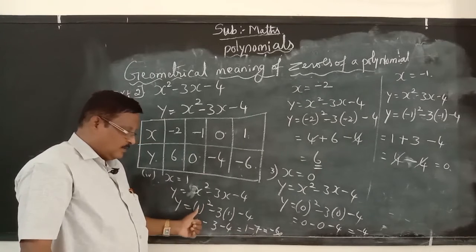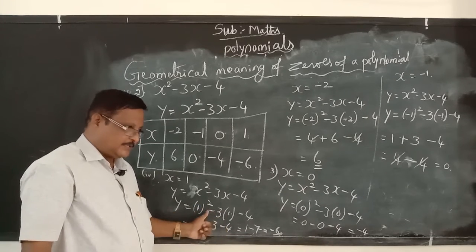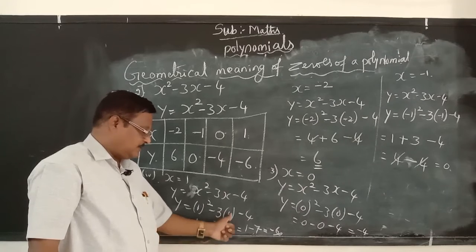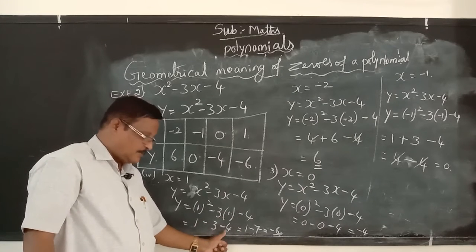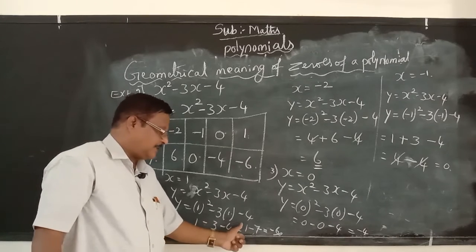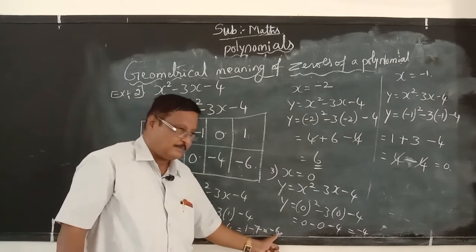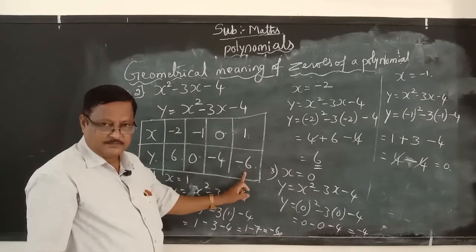Here 1 square is nothing but 1, here minus sign and plus sign, minus into plus is minus, 3 ones are 3, minus 4 as it is. Here this is also minus sign, this is also minus sign, you add these two, 4 plus 3 is nothing but minus 7. Here 1 minus 7 is nothing but minus 6. Here the y value is minus 6.